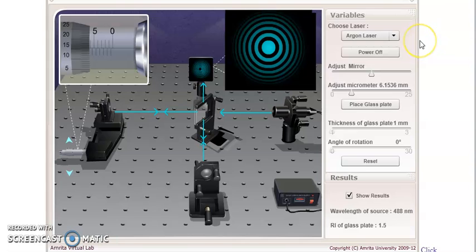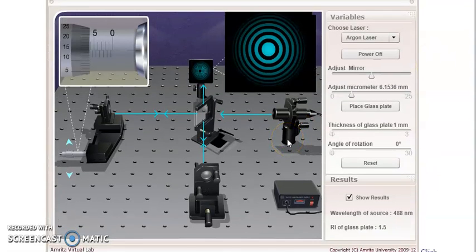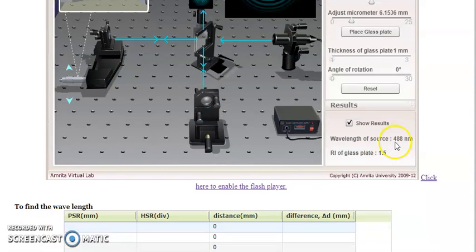You can repeat the experiment by changing the laser source, by keeping a glass plate, or by changing the thickness of the glass plate. So multiple times you can repeat and do the experiment. In the physics laboratory, we manually measure the distance. Here the simulator automatically calculates the distance moved. Finally we get the wavelength of the laser. So this is the wavelength of laser source by using Michelson interferometer.